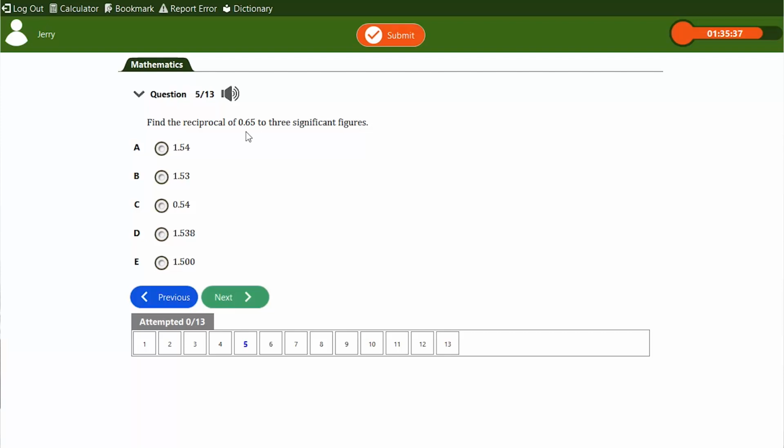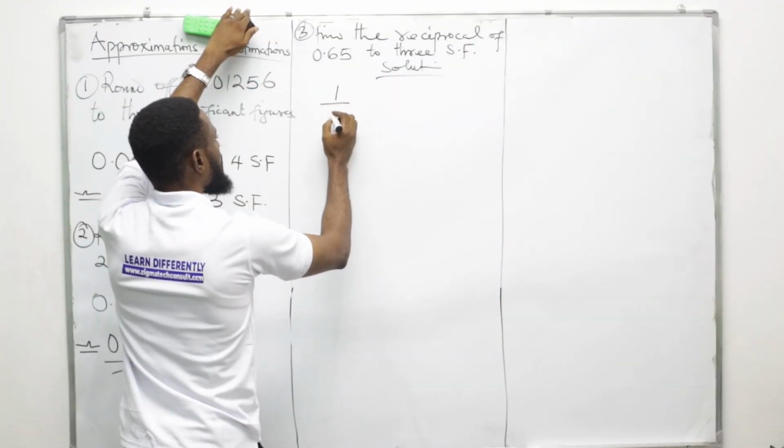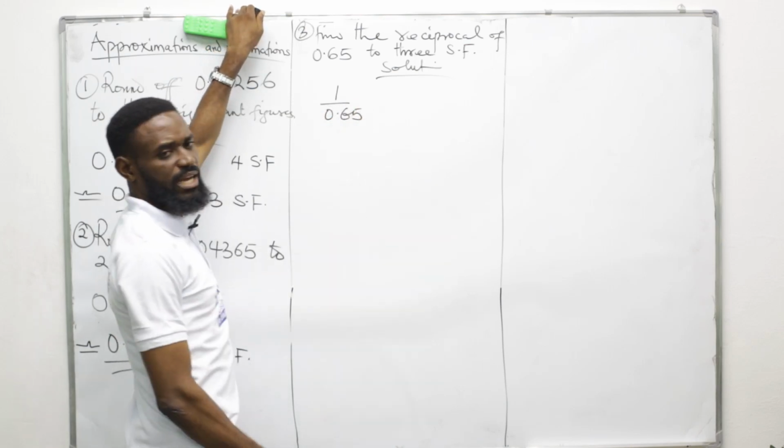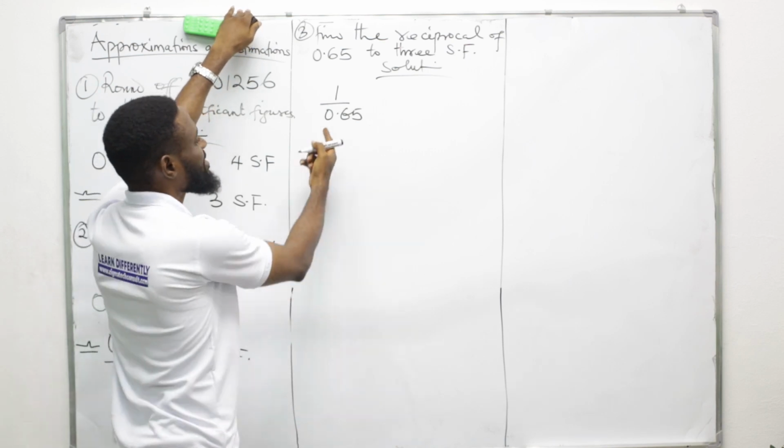Whenever they ask you to find a reciprocal of a number, listen to this. A reciprocal of a number is just 1 over that number. Reciprocal of 2 is just 1 over 2. Reciprocal of 5 is 1 over 5. Reciprocal of a number is just 1 over that number. Do you understand me now? Okay, so reciprocal of 0.65 is 1 over 0.65. You get that? So what is 0.65?